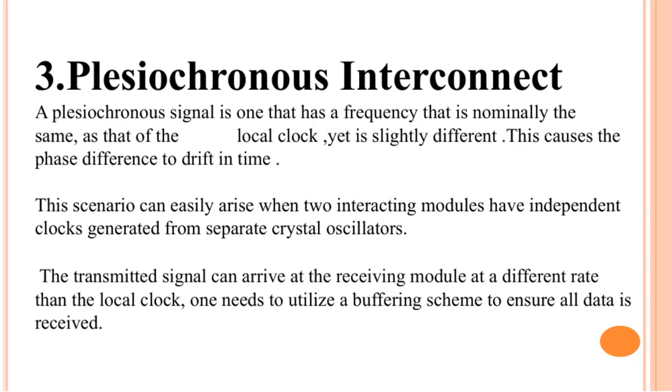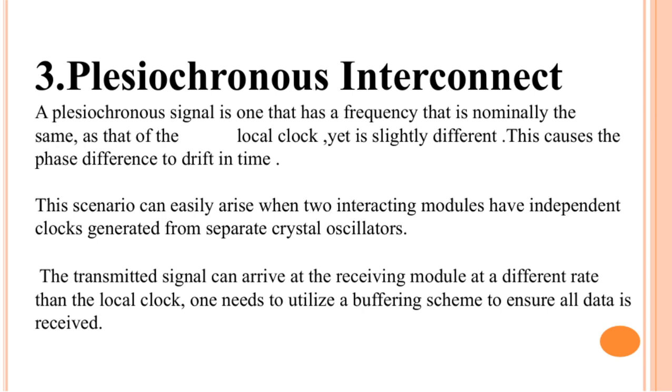Here, we're discussing plesiochronous interconnects. A plesiochronous signal has a frequency that is nominally the same as the local clock, but there's a slight difference. Because of this small mismatch, the phase difference between the two signals drifts over time. This usually happens when two modules communicate, but each uses its own independent clock derived from separate crystal oscillators.